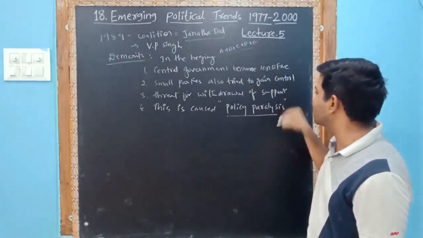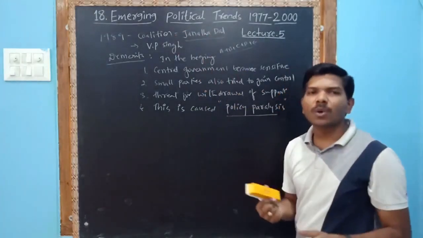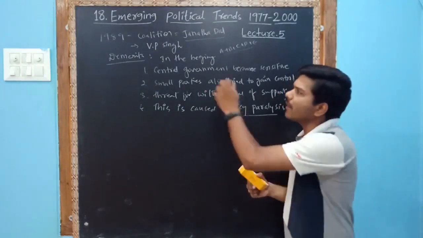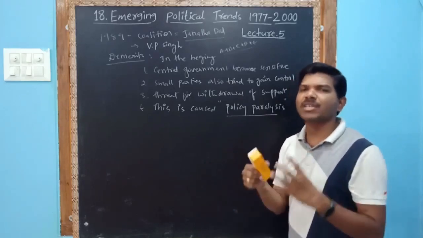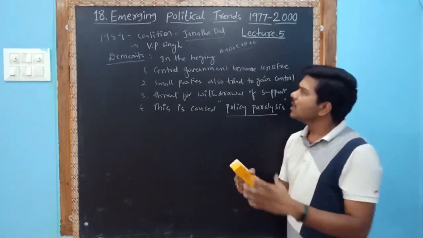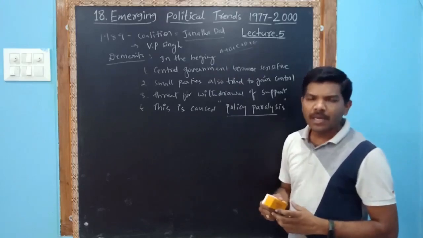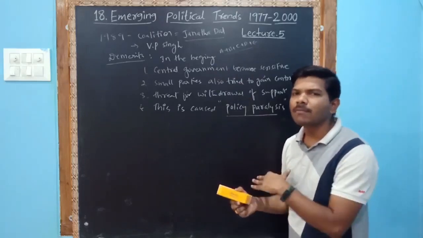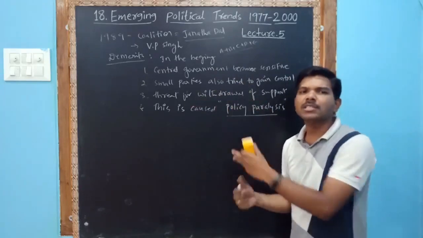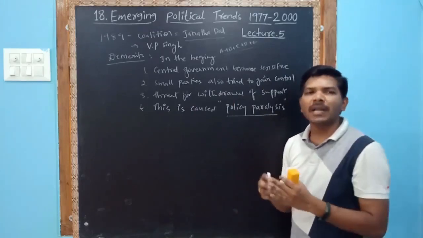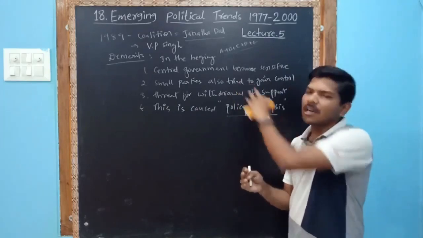Very, very important. What is policy paralysis? Policy paralysis usually happens due to coalition government. The coalition partners threaten the government if it doesn't listen to them. Even small parties pressurize the government to listen to them. Because the four or five members who formed the government have their own benefits and their own perception. If the Prime Minister does not listen to them, they will withdraw their support. What will happen when they withdraw support? The government will fail. So this is called policy paralysis. Policy paralysis happens due to the fear of withdrawal of support by any of these members.